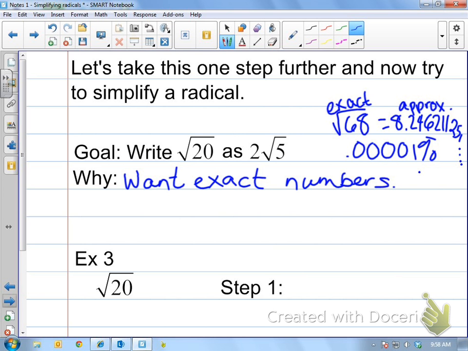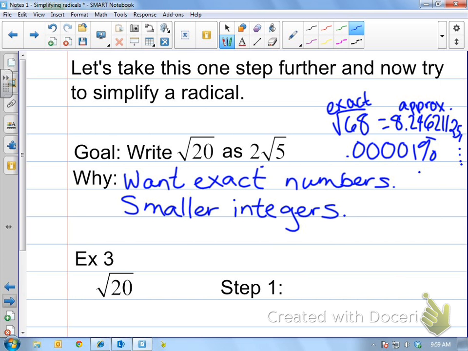Well, square root of 20 is a bigger number, and I know it's not that much bigger, but we practice with small numbers. If we had like square root of 7,480, that's a big number to work with. We want to work with as small of integers as possible. So our second goal is not just to have exact numbers, but we want smaller integers. Because then it's easier for us to work with. Smaller numbers are easier to work with than larger numbers. So that's why we're doing this process.